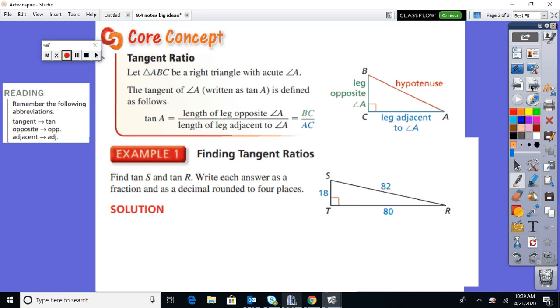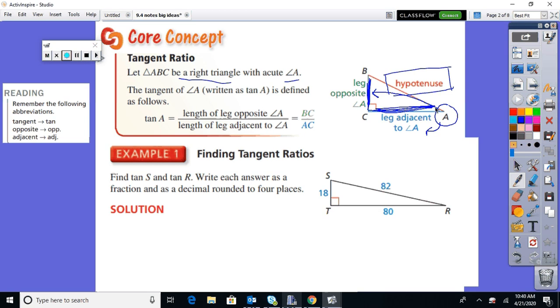All right. So our core concept, the tangent ratio. Let's see what we got here, guys. Let ABC be a right triangle, with acute angle at A. So watch how this works. With respect to A, it's always going to be one of the acute angles. The opposite side is the one that's across from angle A, the one it points to. The adjacent side is the word we came up with for the other leg, because it's next to it, side by side. The hypotenuse is always left out for the tangent ratio because you're comparing the legs, the opposite leg to the adjacent leg.